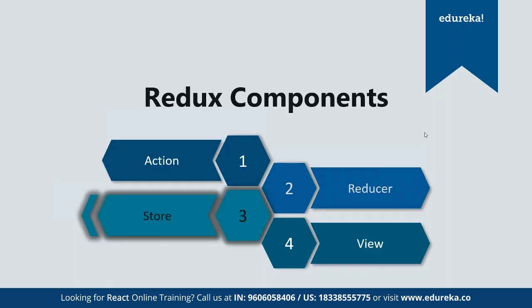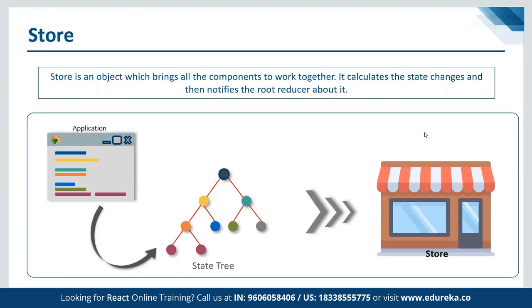Next component we have is store. So a store is basically a JavaScript object which can hold the application state and provide a few helper methods to access the state, dispatch actions, and register listeners. So the entire state object tree of an application is saved in a single store. And as a result of this, Redux is very simple and predictable. So you can easily predict what exactly is going to happen here.